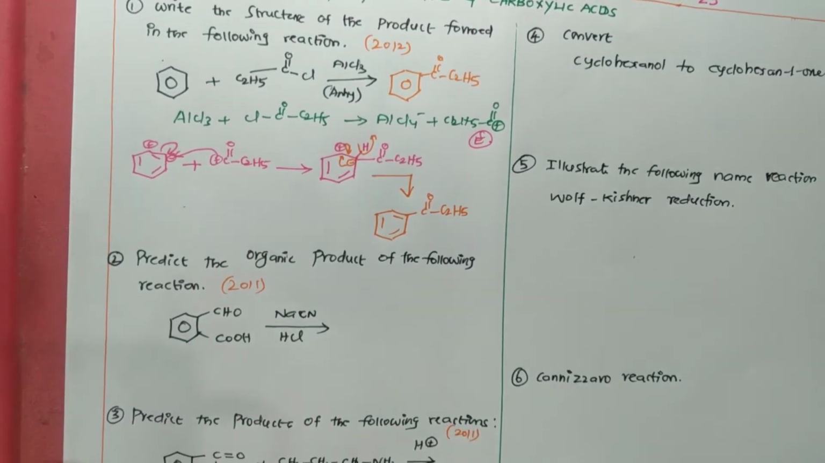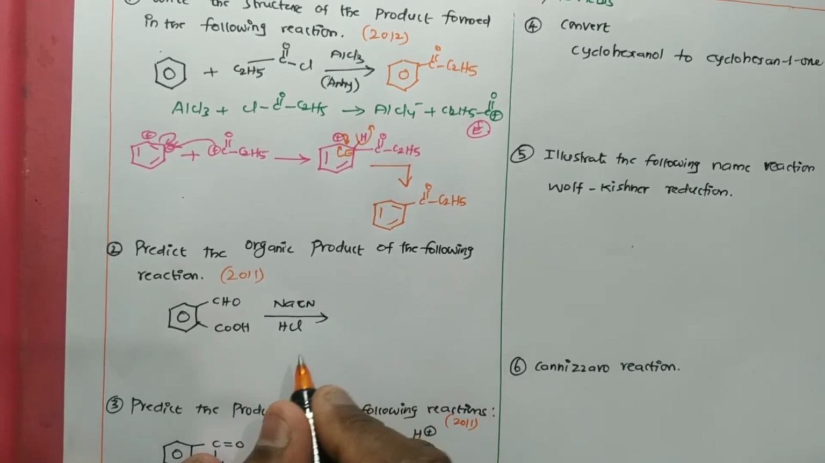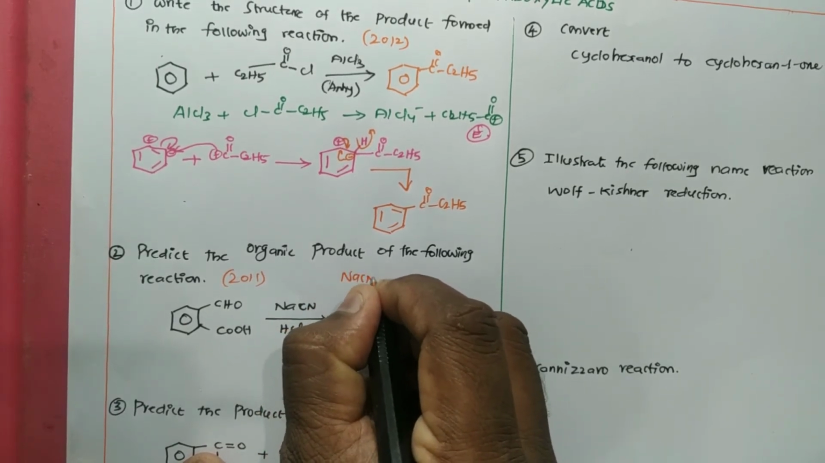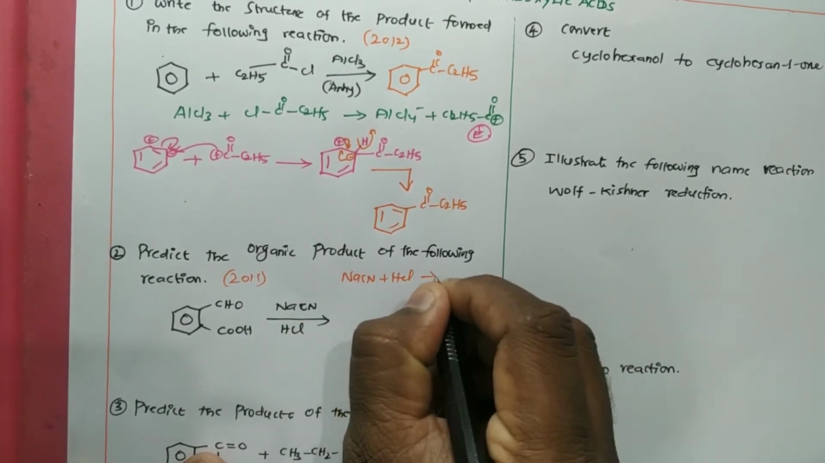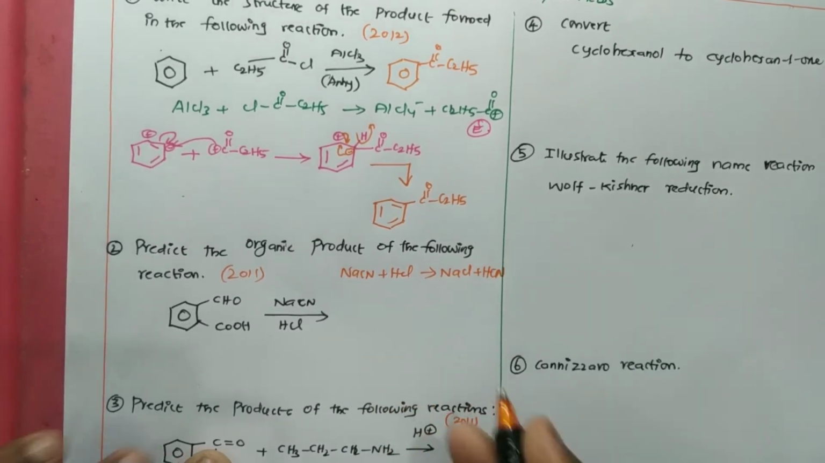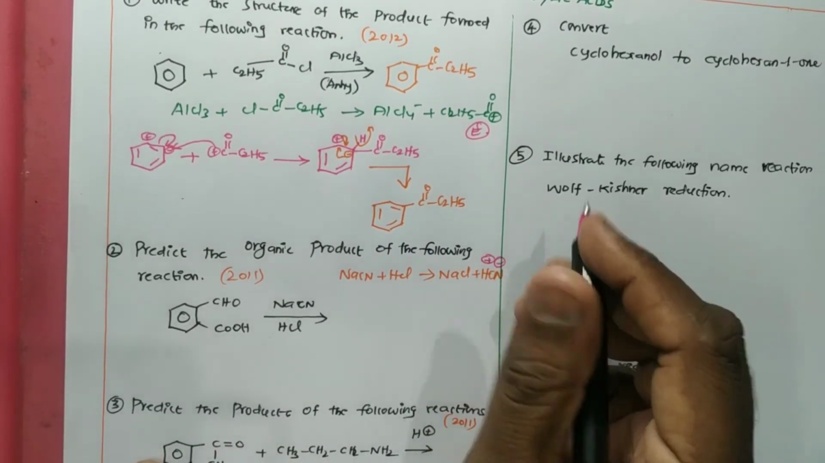And the next one is, predict the organic product of the following reaction. So here NaCN and HCl. Once we have NaCN and HCl, what will be the product? NaCl with HCN. So here HCN will be formed. So CN minus will be acting as a strong nucleophile.